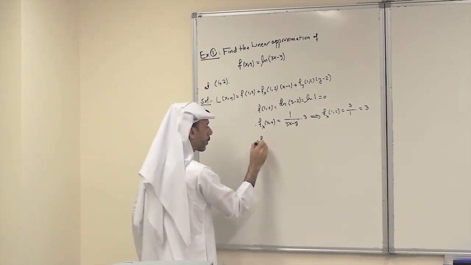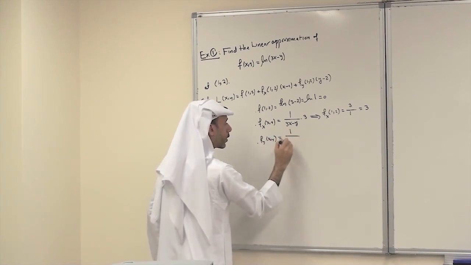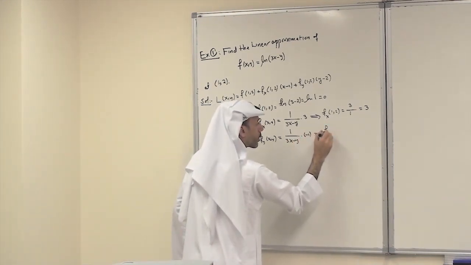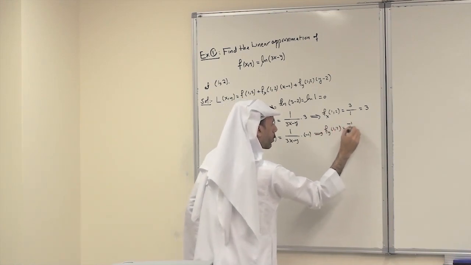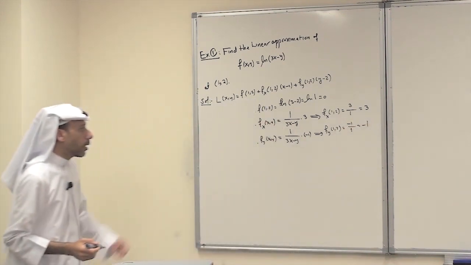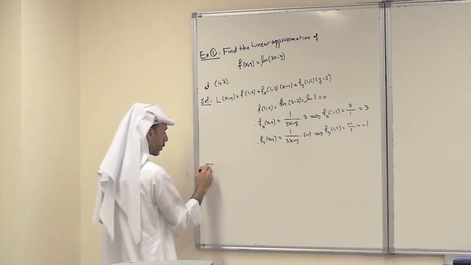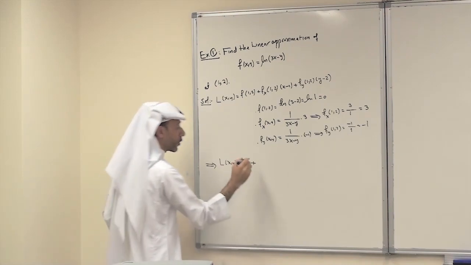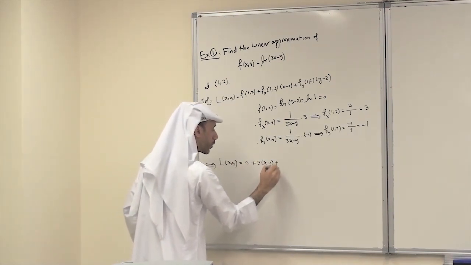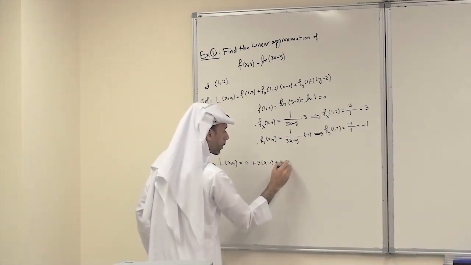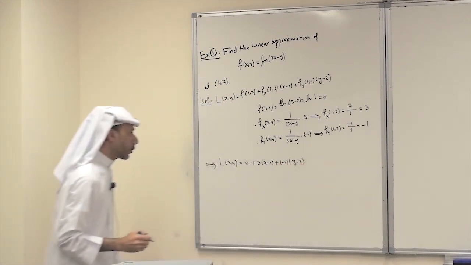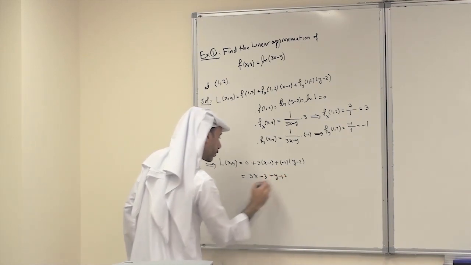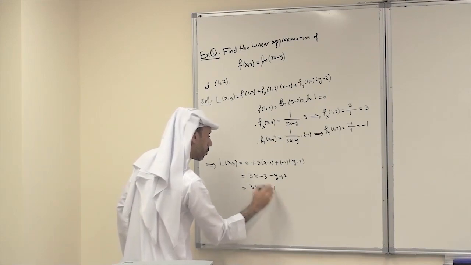f_y(x,y) equals 1 over (3x − y) times −1, the derivative of −y. When we evaluate at (1,2), f_y at (1,2) is −1 over 1, and this is just −1. Now substitute these values in the linearization. So L(x,y) equals 0 plus f_x, which is 3, times (x − 1) plus f_y, which is −1, times (y − 2). If we simplify, this is 3x − 3 − y + 2, and hence this is 3x − y − 1.